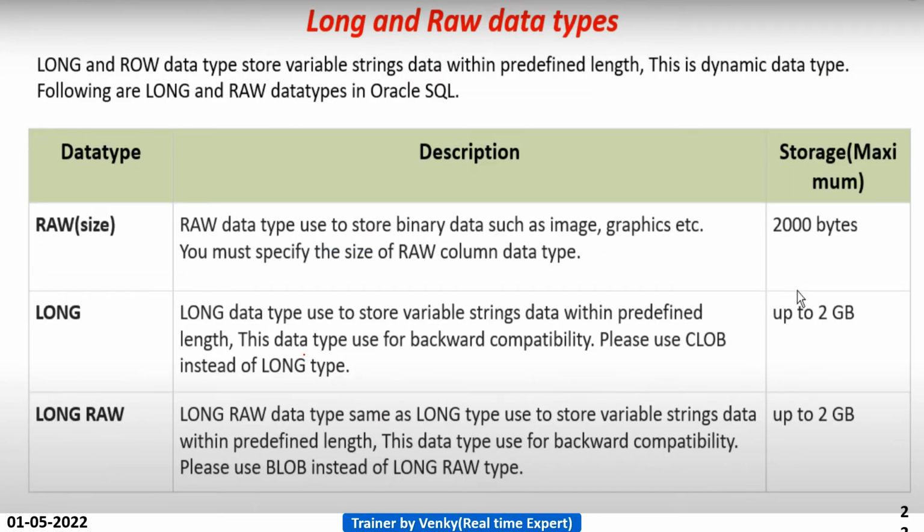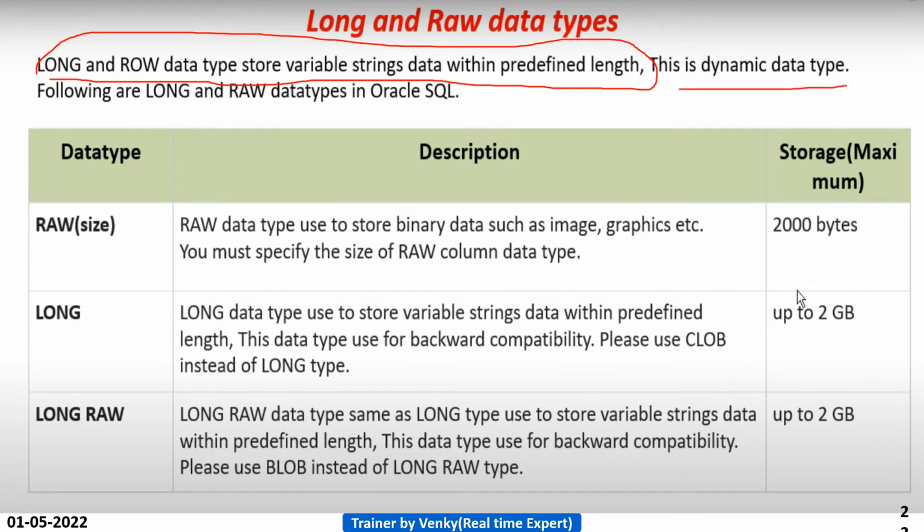Next, the LONG and RAW data types. LONG and RAW data types store variable string data within a predefined length. This is a dynamic data type. For the RAW data type, we must declare the size. It will accept only 2000 bytes.